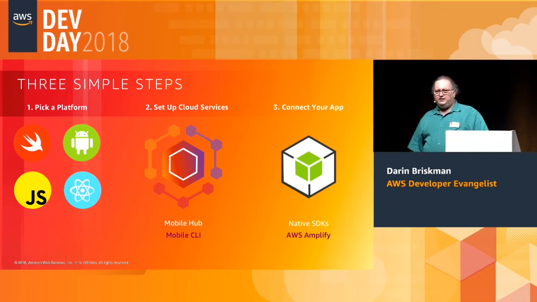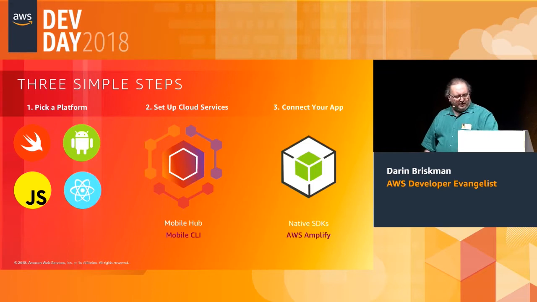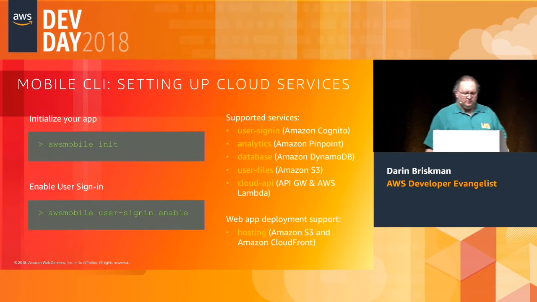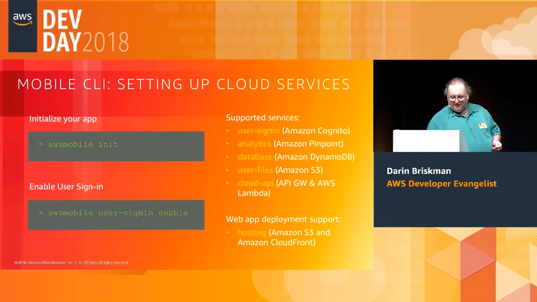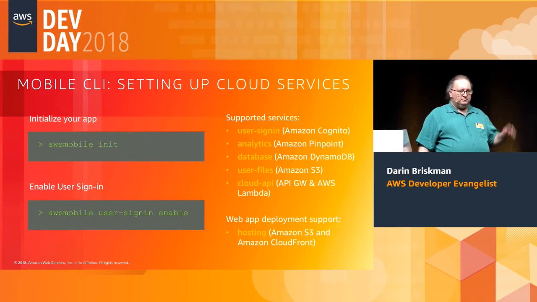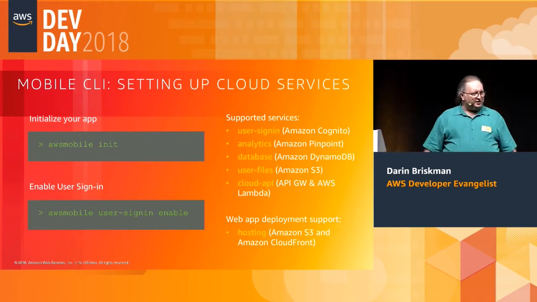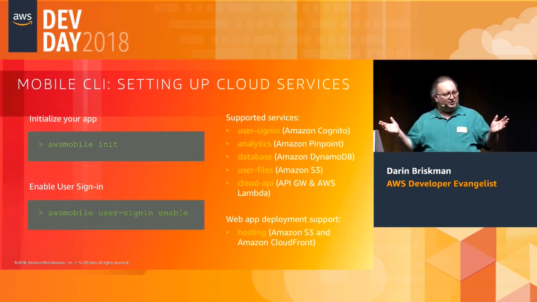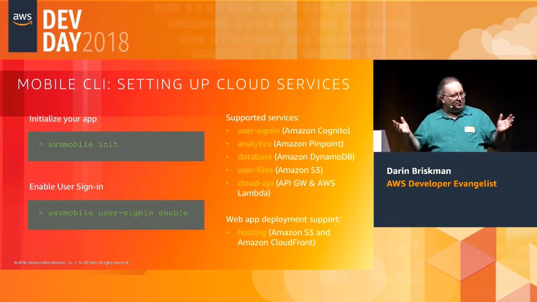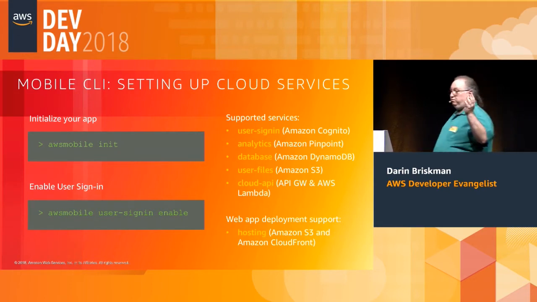This is kind of crazy easy to use. I remember writing mobile apps 10 years ago, and it was a lot of work. To initialize your app, you do AWS Mobile Init. To enable user sign-on, you do AWS Mobile User Sign-In Enable. That's it. And that does all of the background work to set up OAuth to allow you to have sign-in through a registration system of your own, or connect to Ping or Okta or Google or Facebook or Amazon.